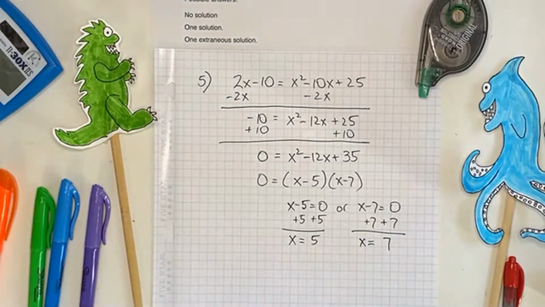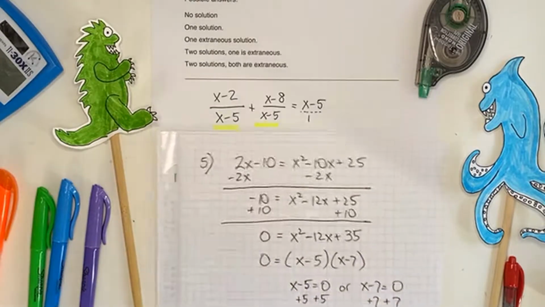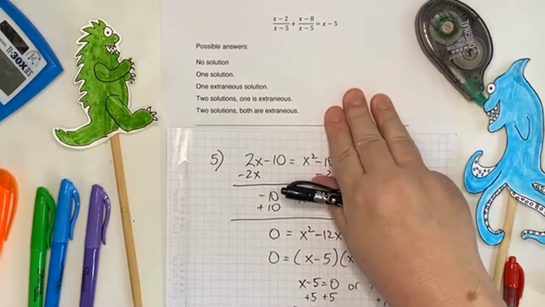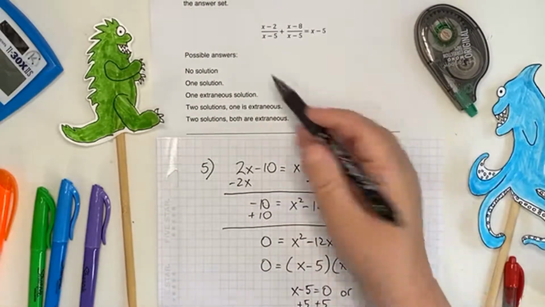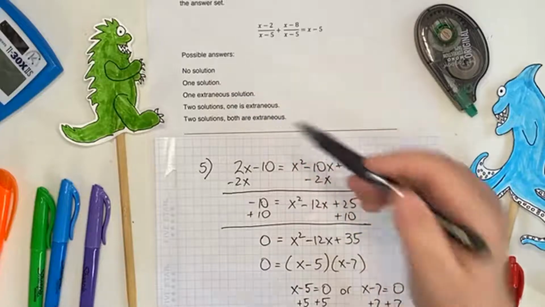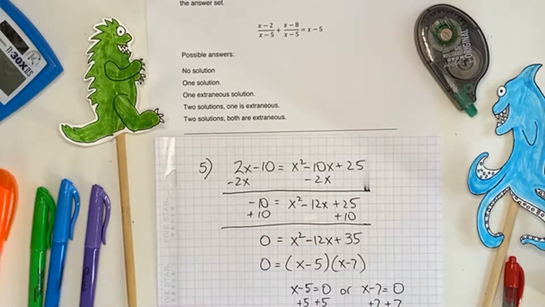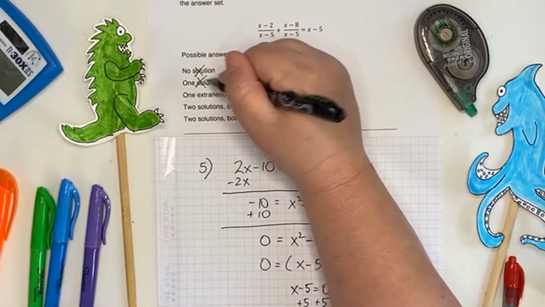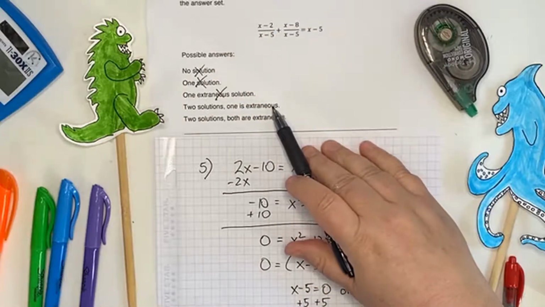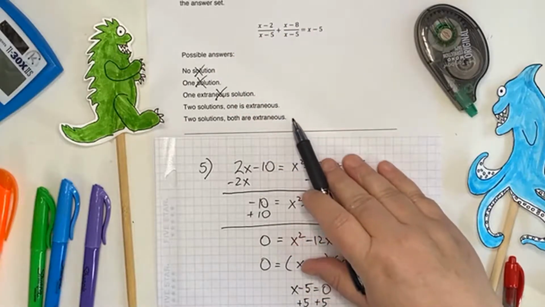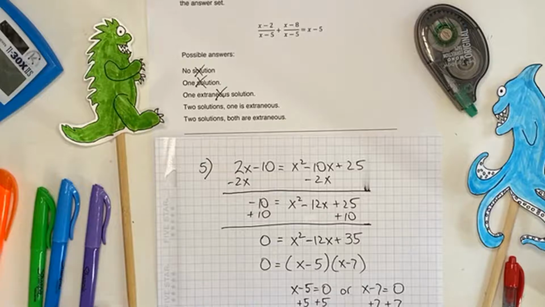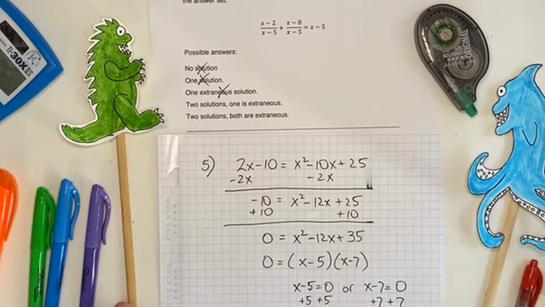Okay, so now what do we do? Well, again, the possible answers are not the actual answers. I want to know how many solutions there are. Well, we've got 2 solutions. So we know, nope. We got 2 solutions. One is extraneous or both are extraneous. Okay, so let's double check. Sorry, I took you to Smarry Town there.